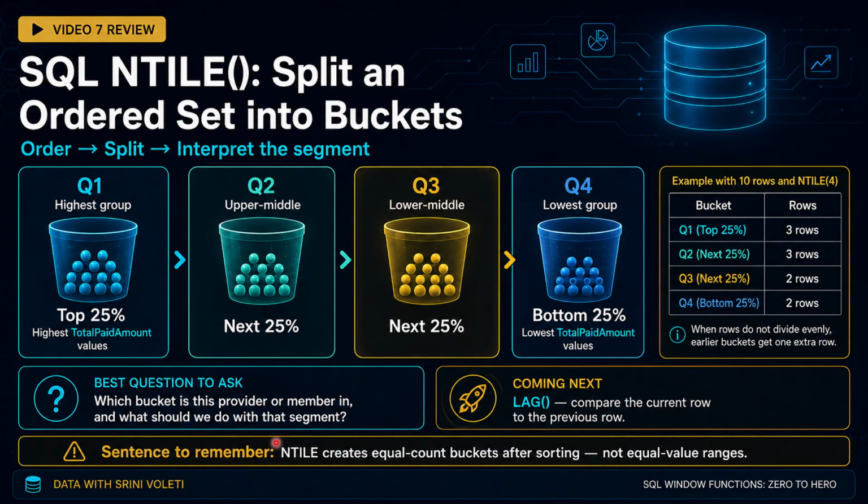If tied values or exact value thresholds matter, ntile may not be the full answer by itself. Ntile is row count driven. Fixed business thresholds are a different design.